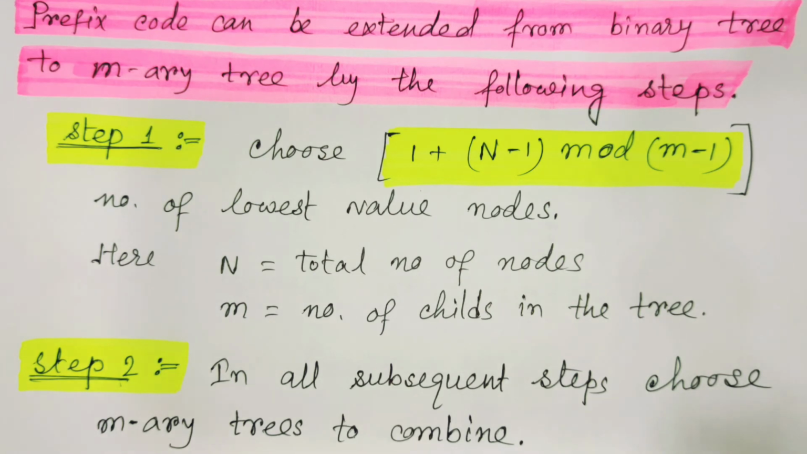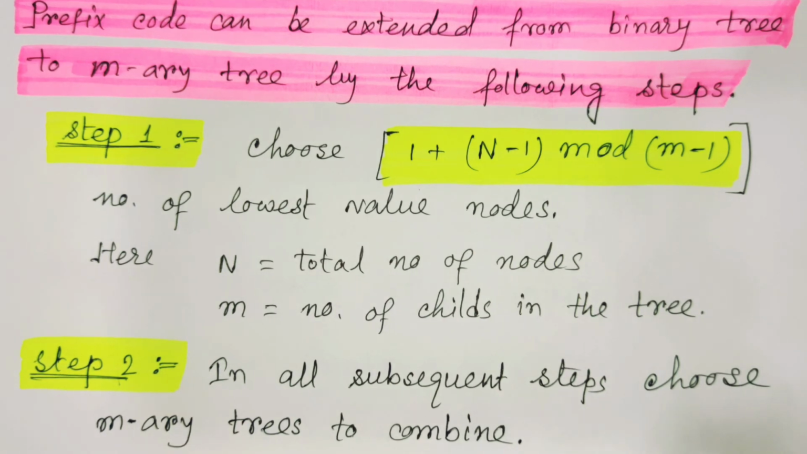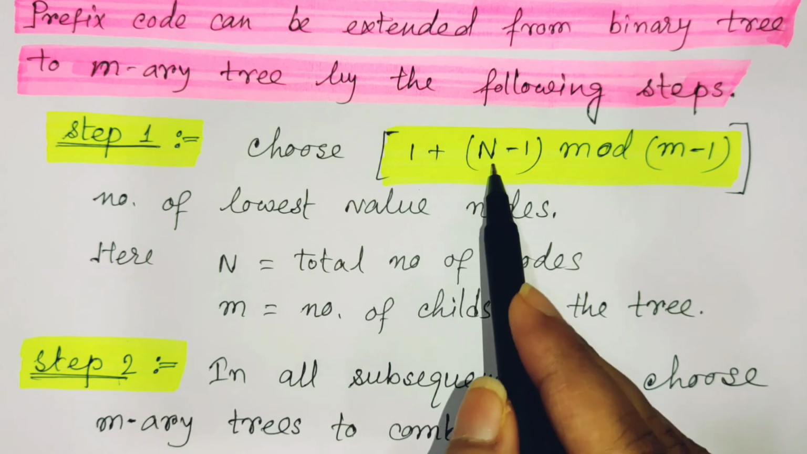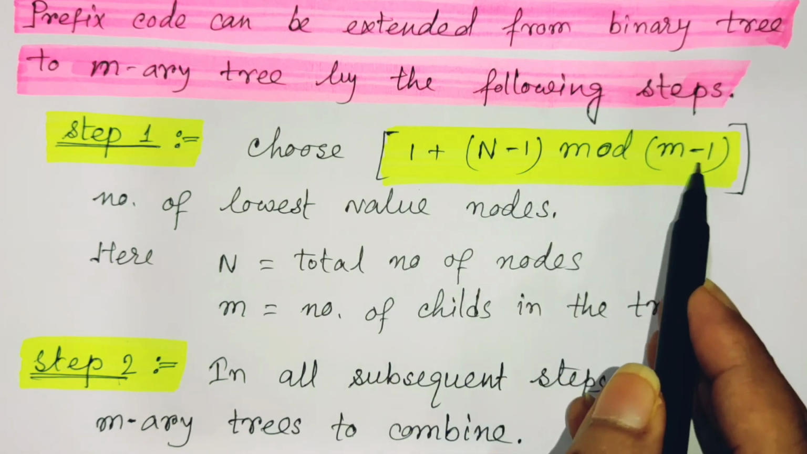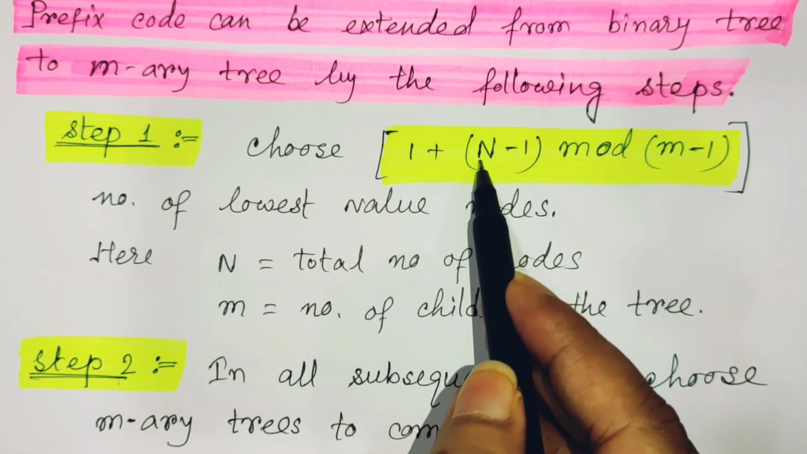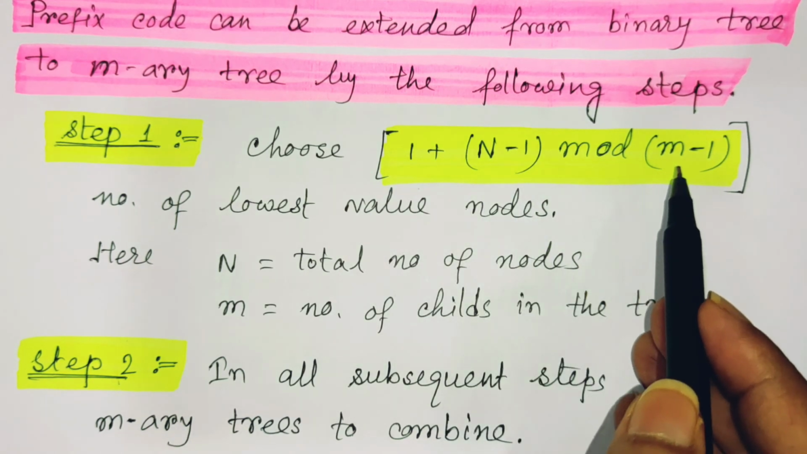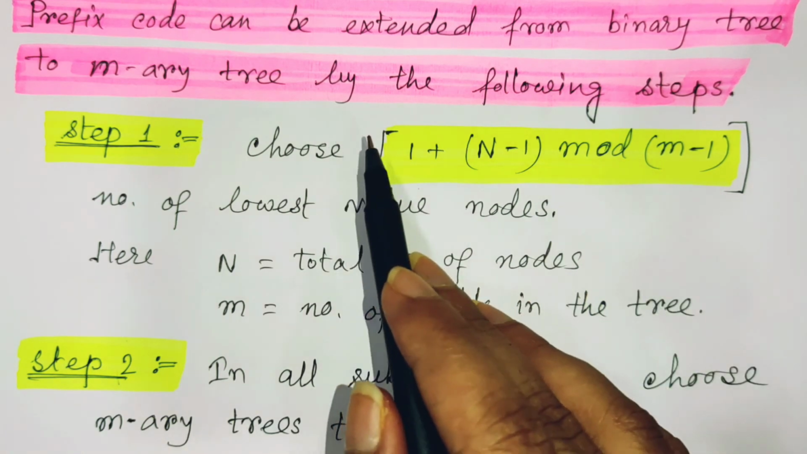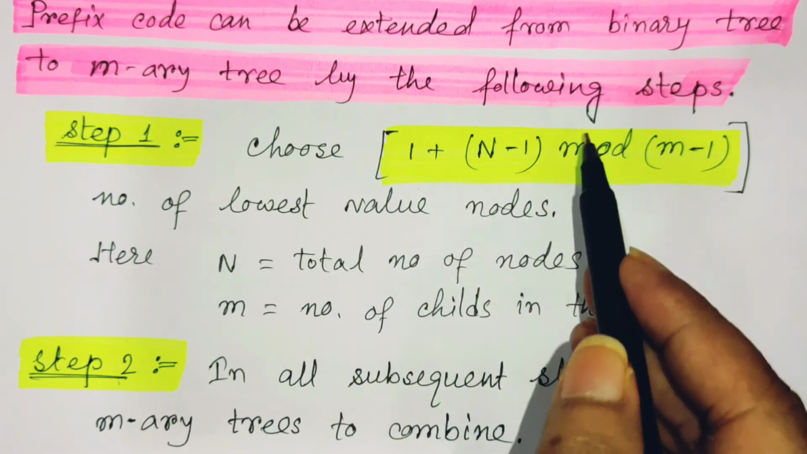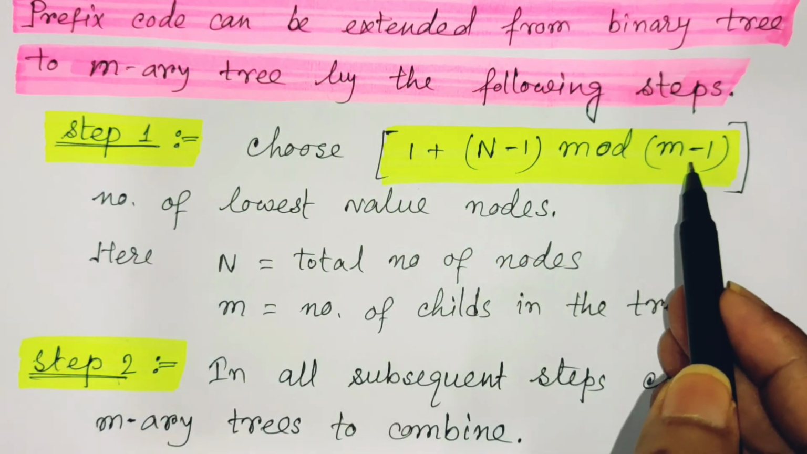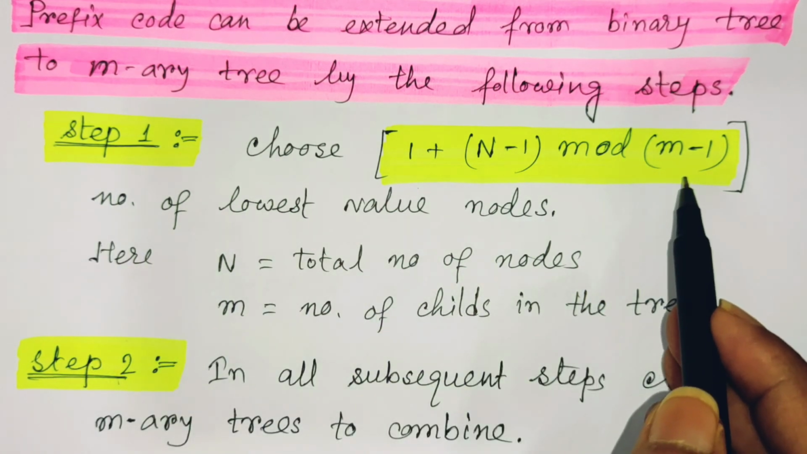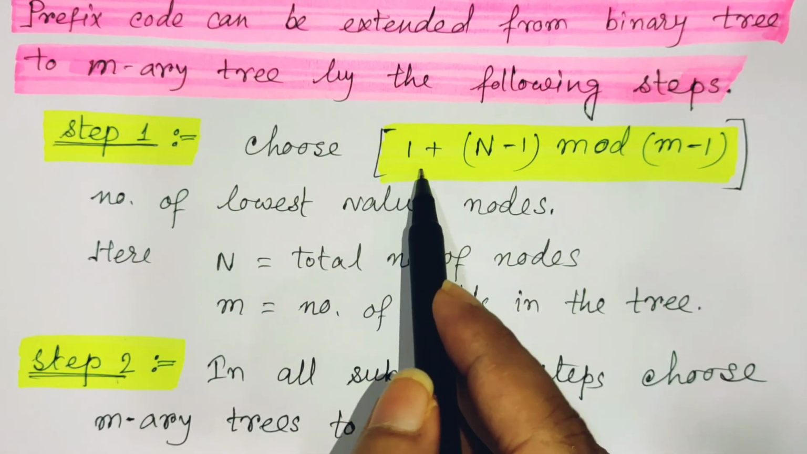And if we are supposed to make it an m-ary tree, that means for the root there are m number of children. So if we want to do so, then we use (n minus 1) mod (m minus 1), where n is the total number of different characters, and m is how many children we want to form. For a binary tree it is 2. If it is 3-ary, then its value is 3. If it is 4-ary, then it is 4, and if it is m-ary, then it is m. So with this one we add 1 and calculate.